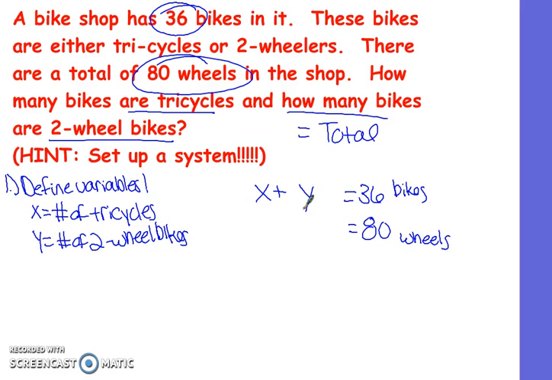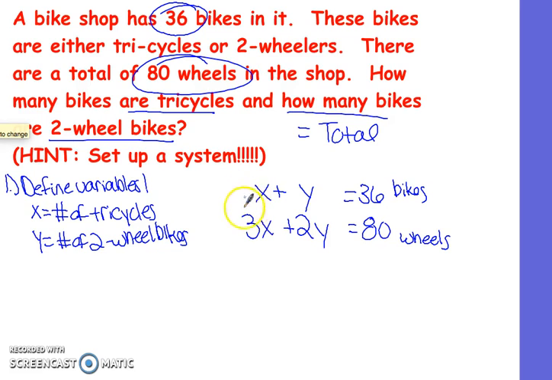Now we're talking about wheels. How many wheels does a tricycle have? It has 3 wheels. So 3 times the number of tricycles plus the two-wheelers have 2 wheels on them equals 80. Well, now we can go ahead and solve. We're going to do this one by elimination.